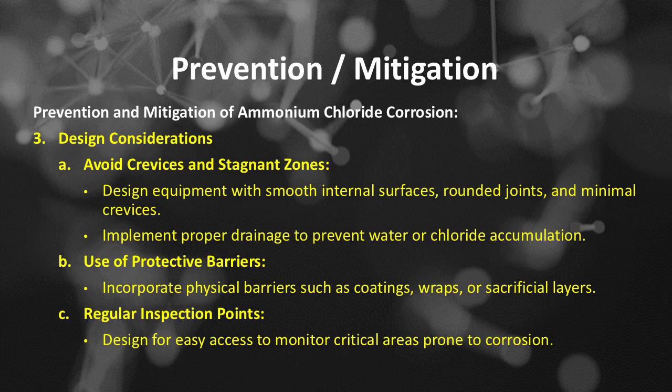Prevention and mitigation of ammonium chloride corrosion. Number 3 is design considerations, includes: A, avoid crevices and stagnant zones by designing equipment with smooth internal surfaces, rounded joints, and minimal crevices, and implementing proper drainage to prevent water or chloride accumulation. B, use of protective barriers. Incorporate physical barriers such as coatings, wraps, or sacrificial layers. C, regular inspection points, designed for easy access to monitor critical areas prone to corrosion.